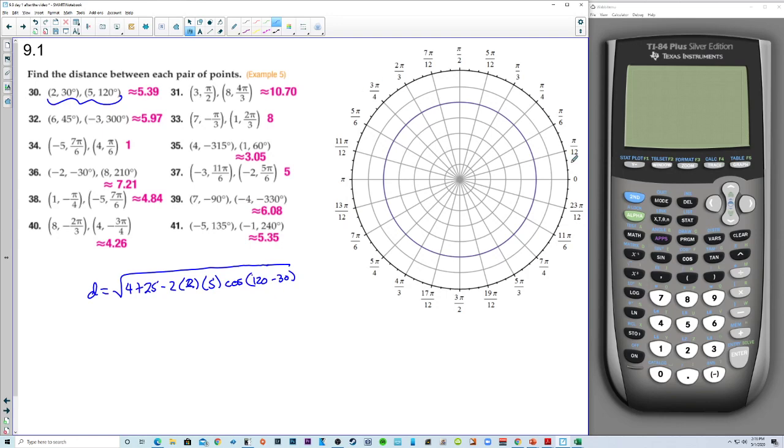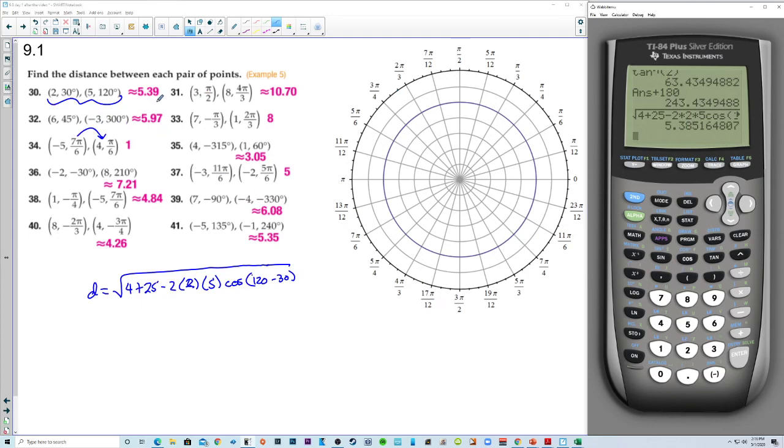Now I left the answers on here to see if I can get the equation right, see if I can type it in right. 4 plus 25 minus 2 times 5, and then cosine of, and you can let the calculator do the work if you want. Was that going to be 90? So minus, oh, I have 120. I need 120. Now, you have to make sure your calculator is in degrees because we're using degrees, and then make sure your calculator is in radians when we're using radians. Press enter.